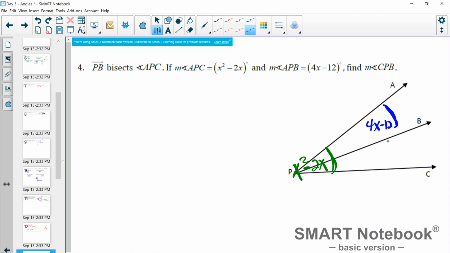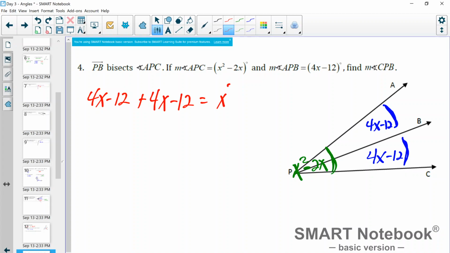Now we also know that because this bisects, it creates two equal halves. So if this half is 4x minus 12, then this half, BPC, is also 4x minus 12. And in math, the sum of the parts is equal to the whole. So if I add the two small parts, my 4x minus 12 and 4x minus 12, I'm going to get the whole thing, x squared minus 2x. So 4x minus 12 plus 4x minus 12 is going to give me x squared minus 2x.